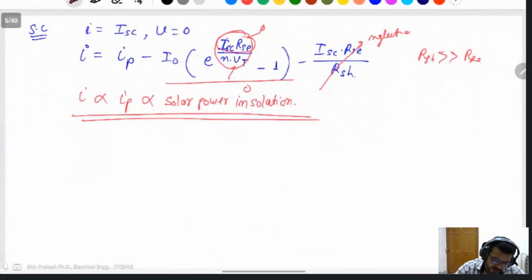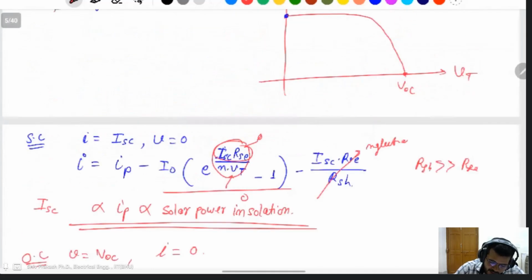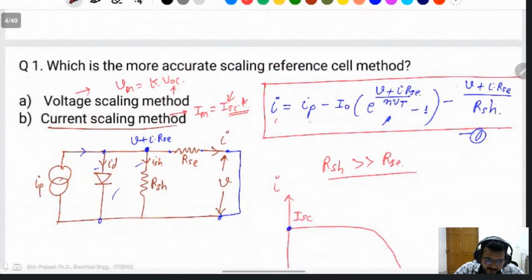Okay, the same thing I apply for the open circuit voltage. This one will be the short circuit current, so the short circuit current is directly proportional to IP, the solar insolation. For open circuit, V is equal to VOC and I is equal to 0. Then I is 0, so IP minus I naught, V is equal to VOC. This I is 0, VOC divided by NVT minus 1. This will be VOC and this will be RSS.